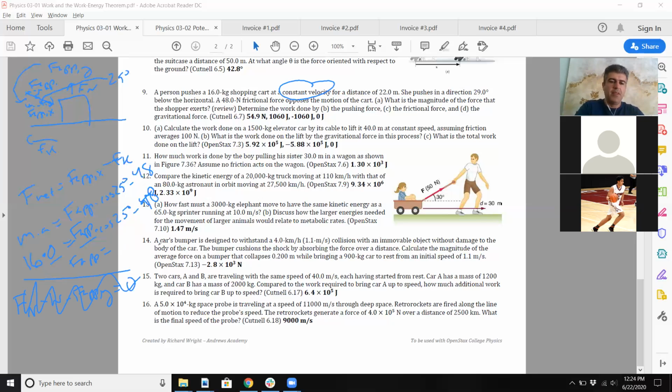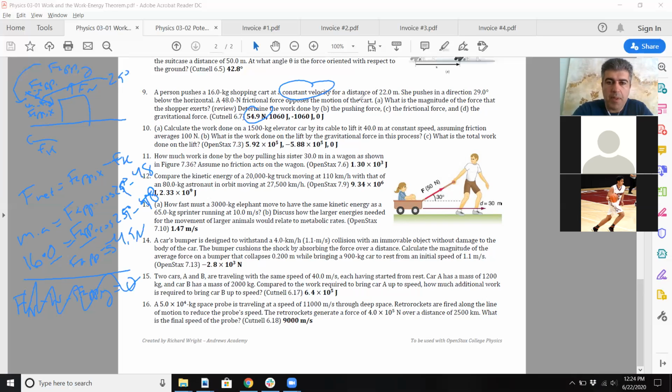Yeah, because I was about to say I was going to get stuck. I was like, I don't know what to do after that. So thank you for catching that. So 48 divided by cosine 25. Sorry, 29 degrees. So you should get 54.9 newtons. So that's correct.